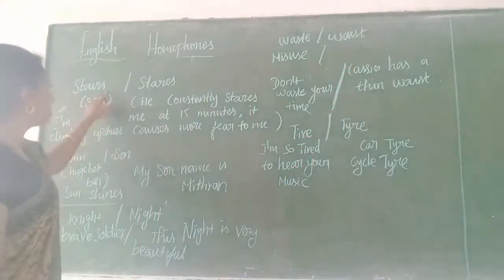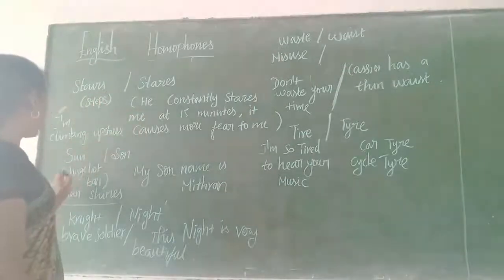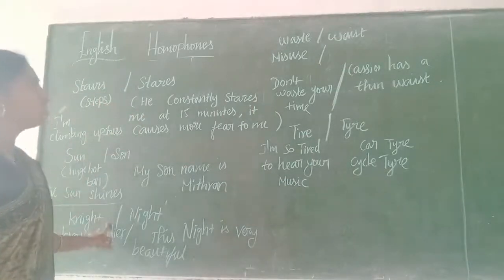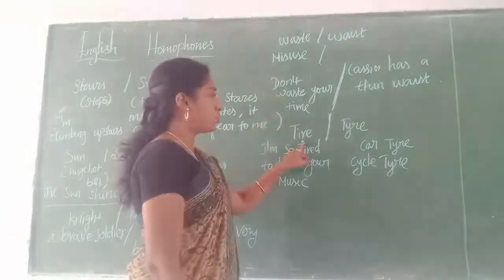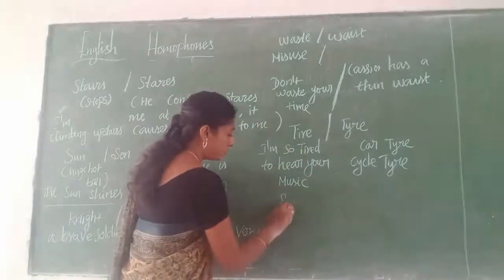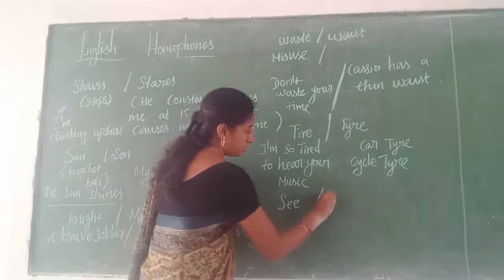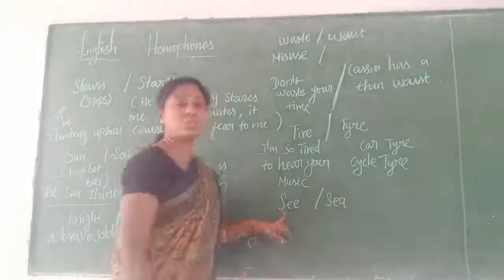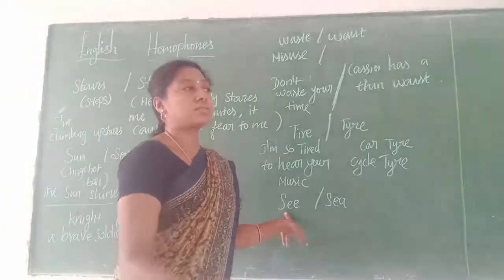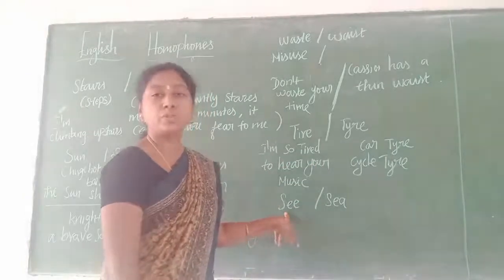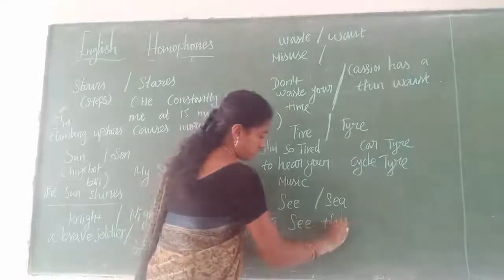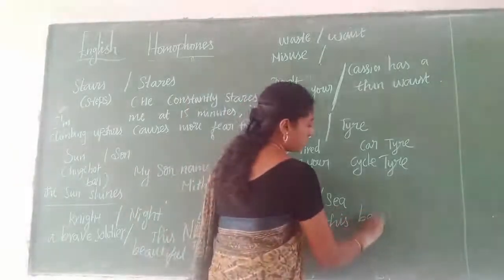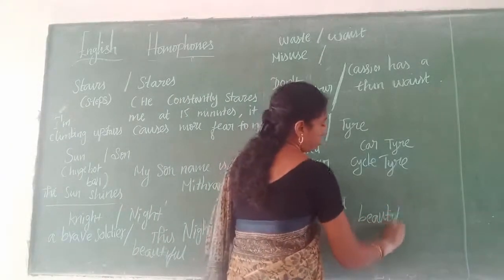So some more words here: stray and strays, sun and son, night and knight, waste and waist. And the next one, chair and normal words, see and sea. So see: I see this beautiful view.